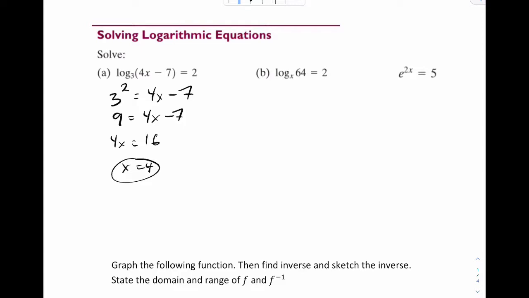And that's it. And if you wanted to check if it worked, it's pretty easy. Plug in 4 right here. That's 16 minus 7, which is 9, and log base 3 of 9 is clearly 2.